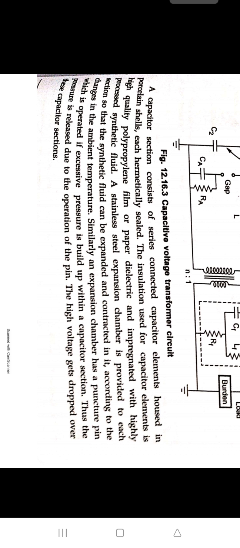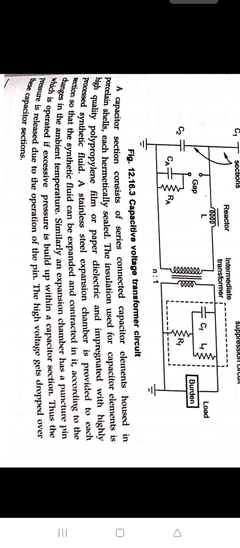Similarly, an expansion chamber has a puncture pin which is operated if excessive pressure is built up within a capacitor section. Thus, the pressure is released due to the operation of the pin. The high voltage gets dropped over this capacitor section.